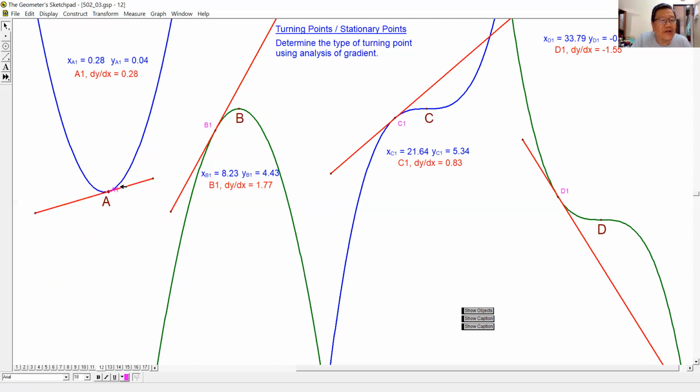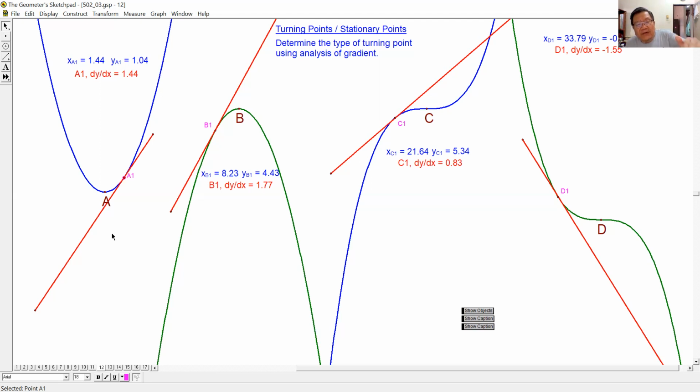How does the gradient change? Can you tell me? This is before A. What is the gradient? You see that red color. After A, what is the gradient? Can you tell me what you have seen there? Before A, the gradient is negative. After A is positive. Correct.